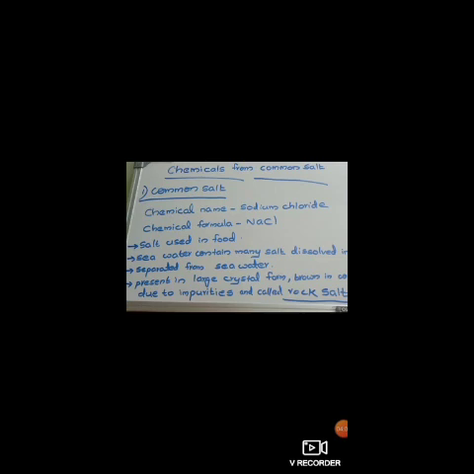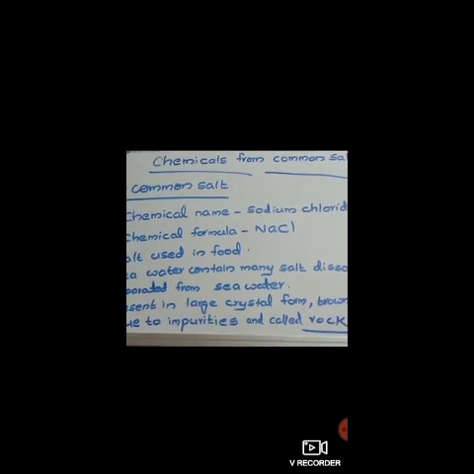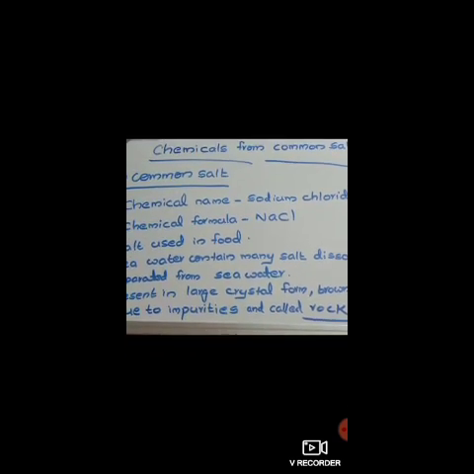In this chapter, we are dealing mainly with some chemicals which are derived from common salt. So first of all, we can move to common salt. Do you know what this common salt is? I know that all of you may have used it or are using it in your day-to-day life. The chemical name of this common salt is sodium chloride, and the chemical formula is NaCl.